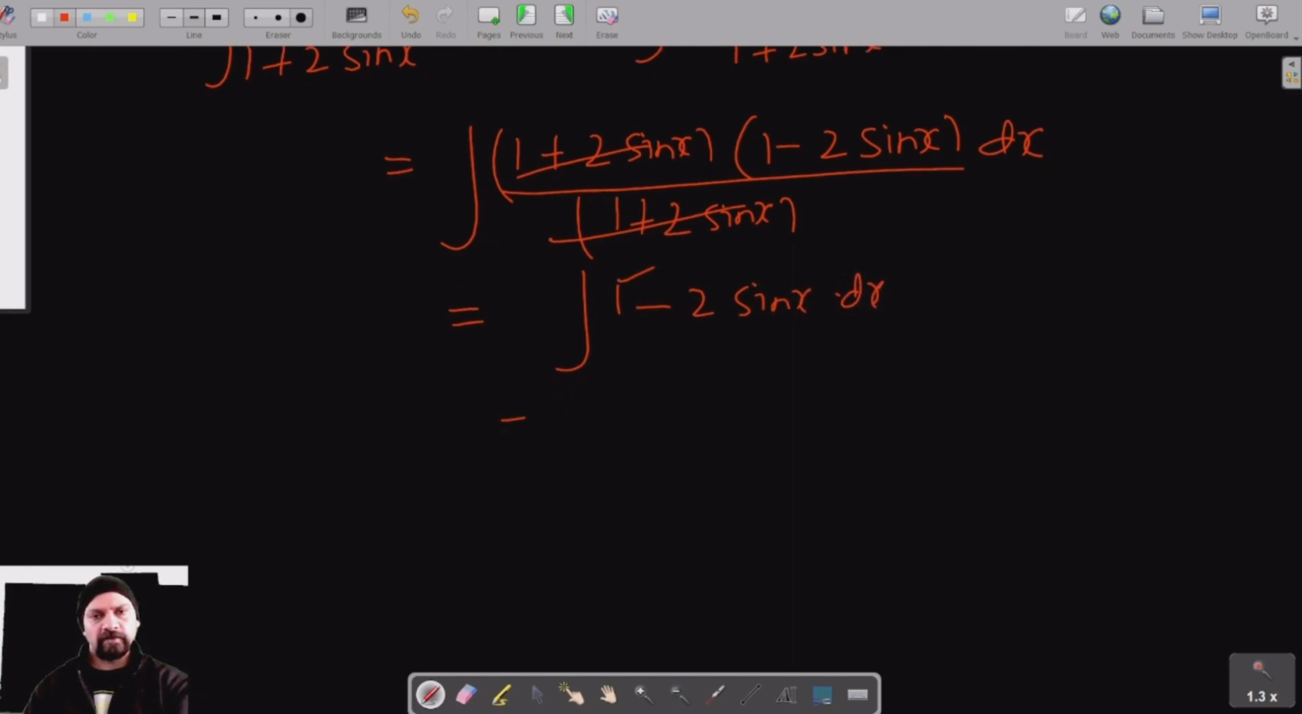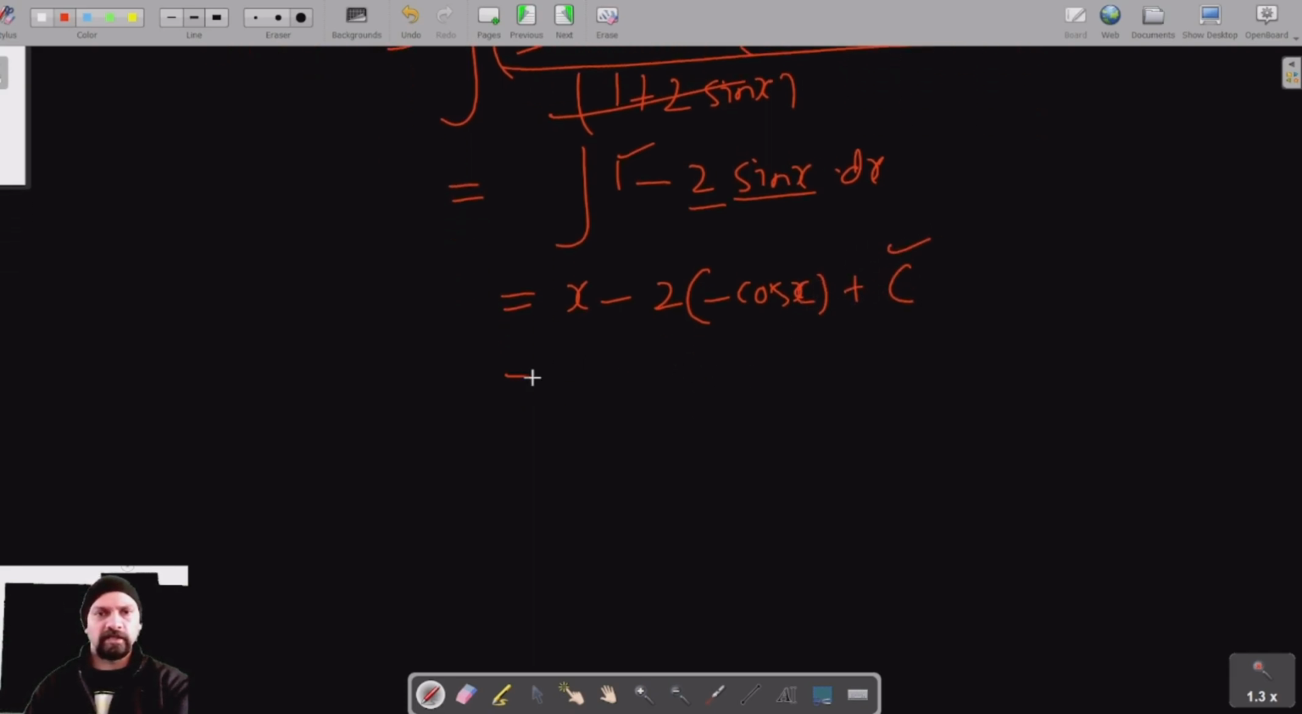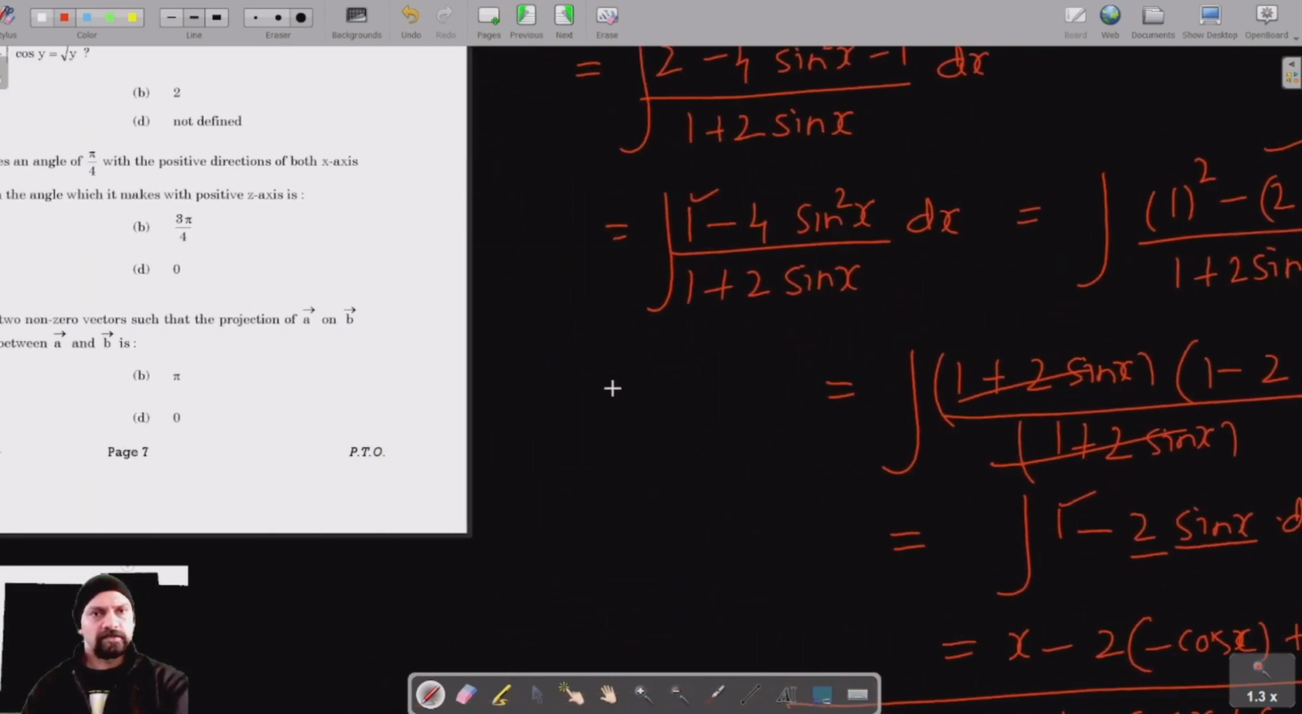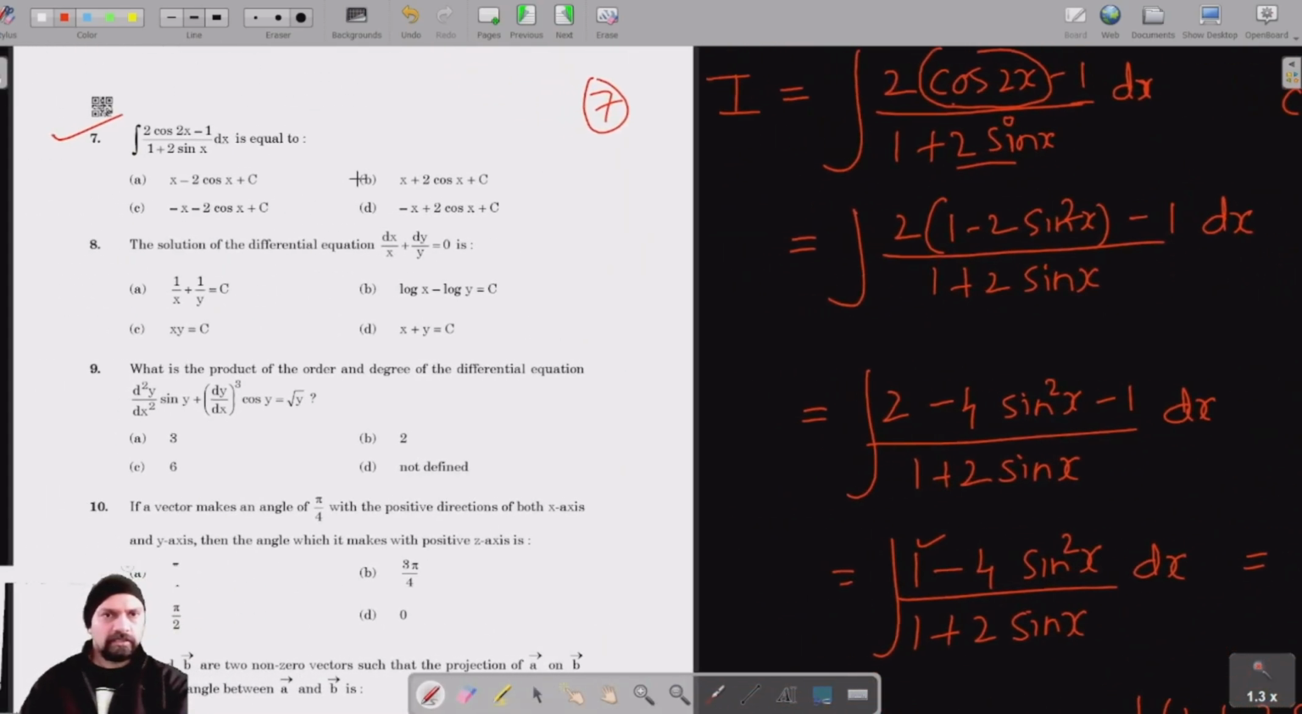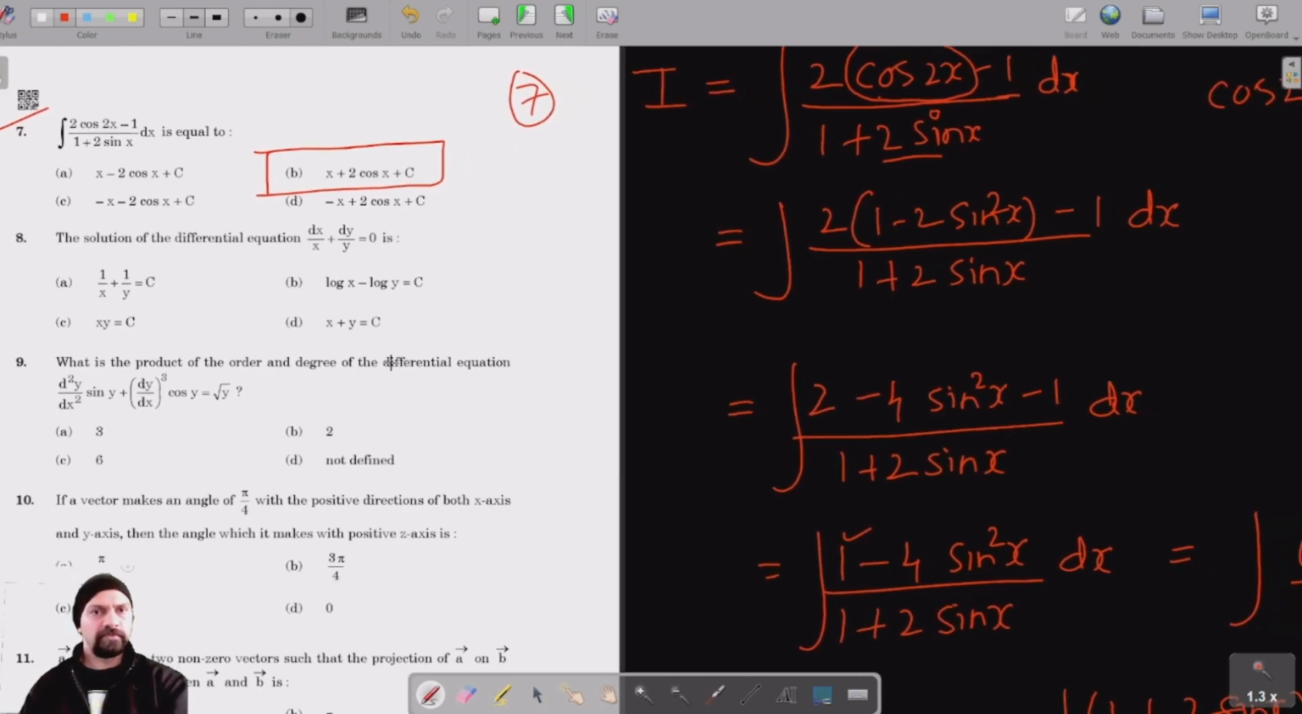Now integration of 1 is x, 2 is constant, integration of sine x is negative cos x, and don't forget to add the integral constant at the end. So this is x plus 2 into cos x plus c. This is the integration, and this matches with option B. So option B is the correct answer.